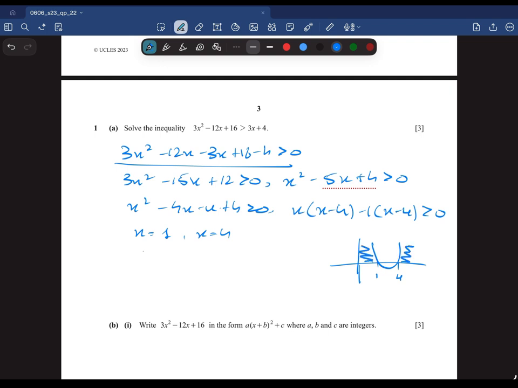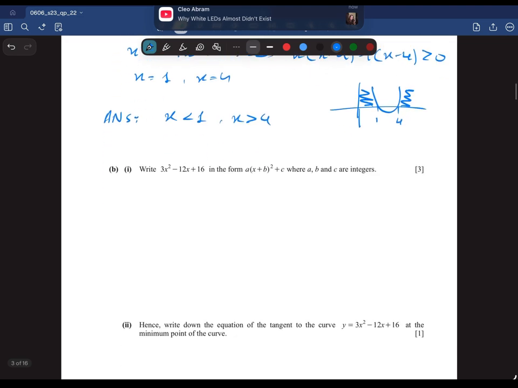So, how do we get that? We take x being less than 1 and x greater than 4. So yeah, all right, let's move on.